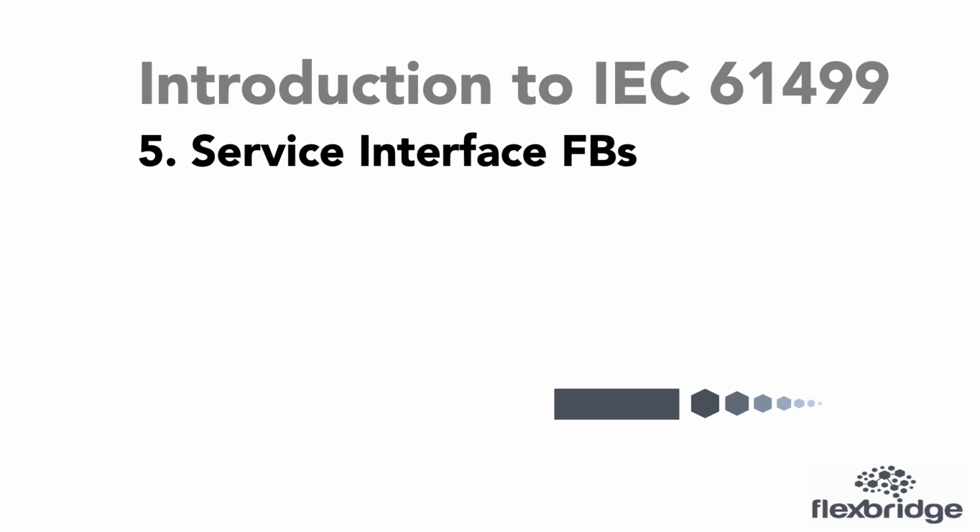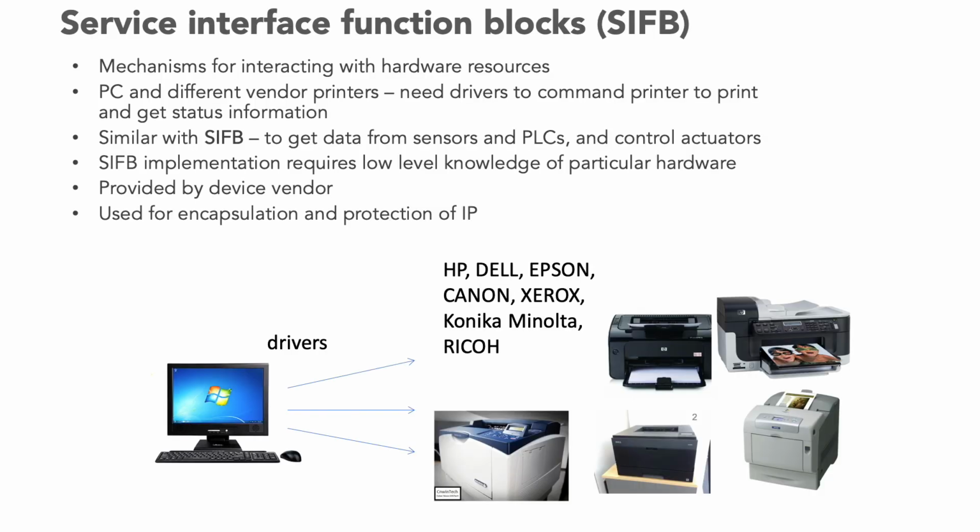Now let's see what the service interface function blocks are. Service interface function blocks are mechanisms for interacting with different hardware resources. As an analogy, we can take providers of printers. Each supplier of printers supplies them with drivers, and these drivers can be used in any personal computer to interact with these printers. It is very similar with service interface function blocks.